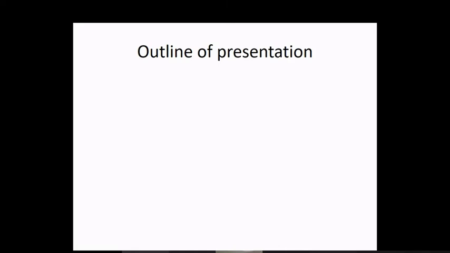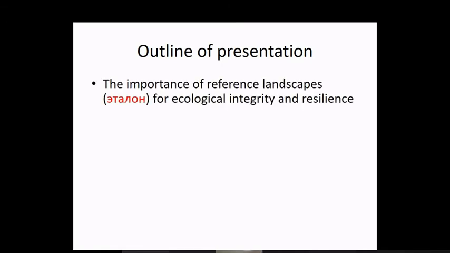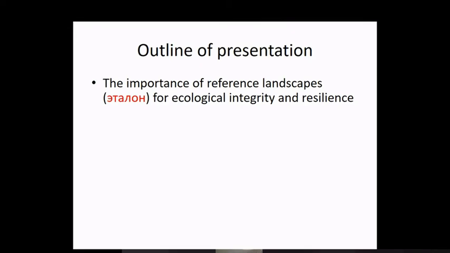So first, an outline of this small presentation. The starting point is really that it's important to understand reference landscapes when you want to manage forest landscapes sustainably, and especially if you have higher ambitions than just maintaining species and wild populations, and also ecological integrity and resilience. For those who speak Russian, etalon is a very good word for this, because it's a reference.